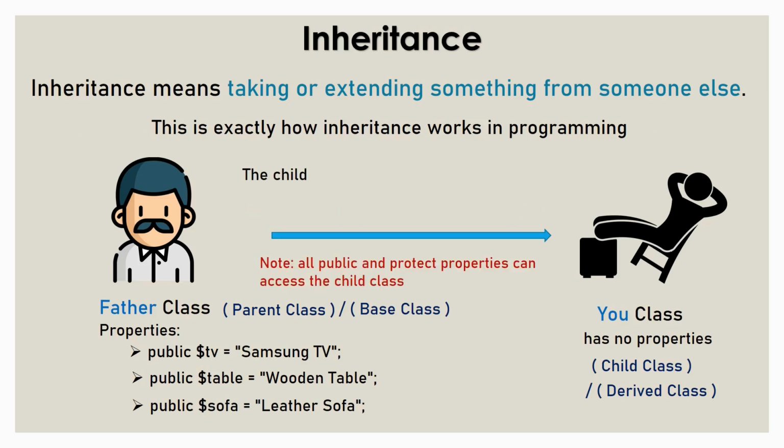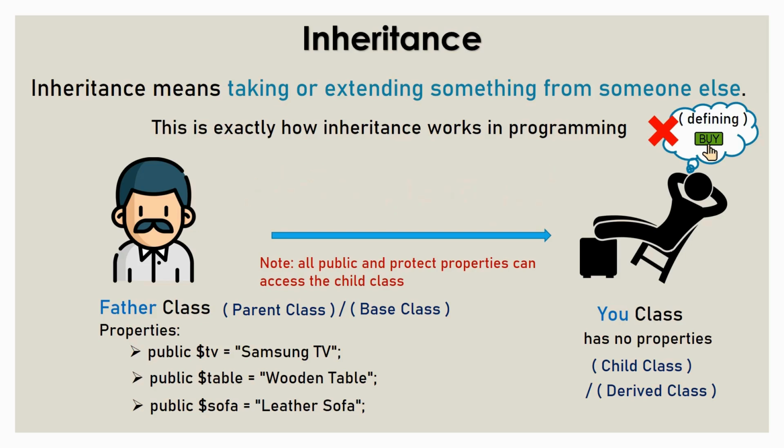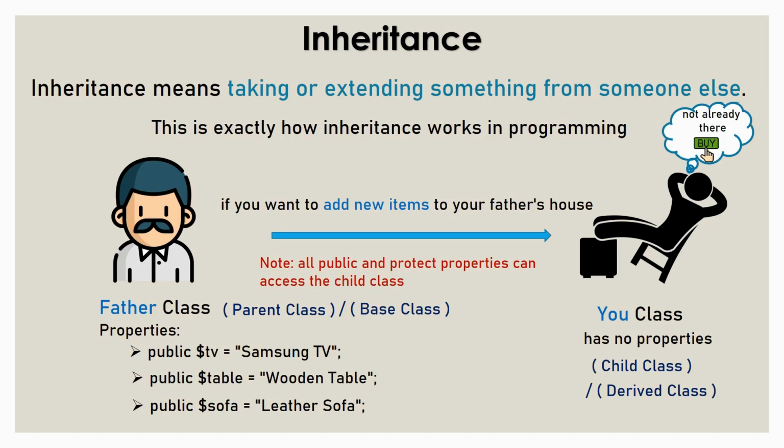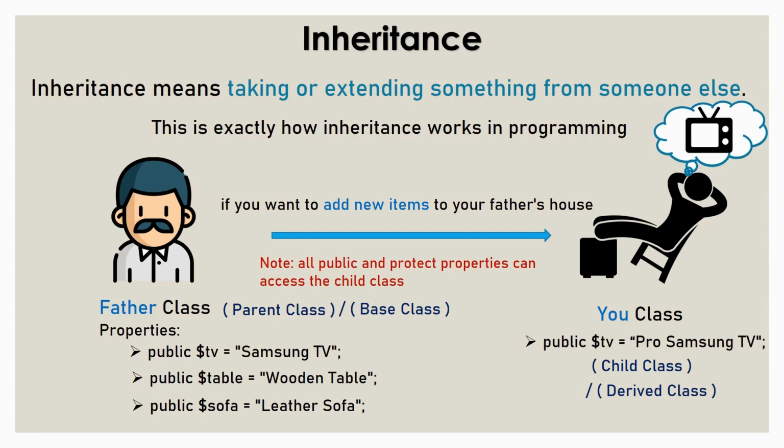The child class means you get access to all the properties and behaviors of the father-parent class without defining, meaning buying, them again. Similarly, if you want to add new items to your father's house, you can buy things that are not already there, like video games. However, if you buy something that already exists in your father's house, such as a Samsung TV, it replaces or overrides the item in your father's house.